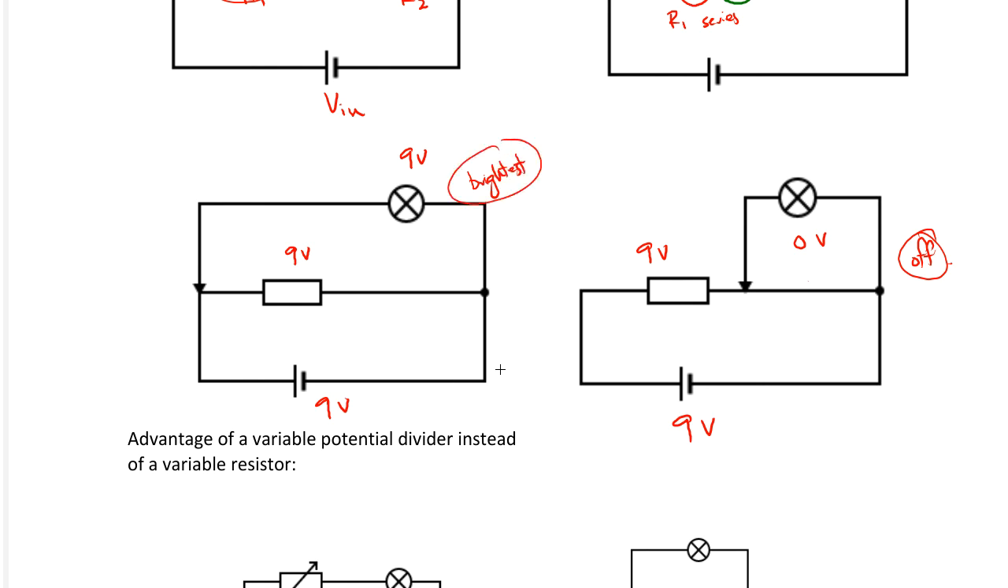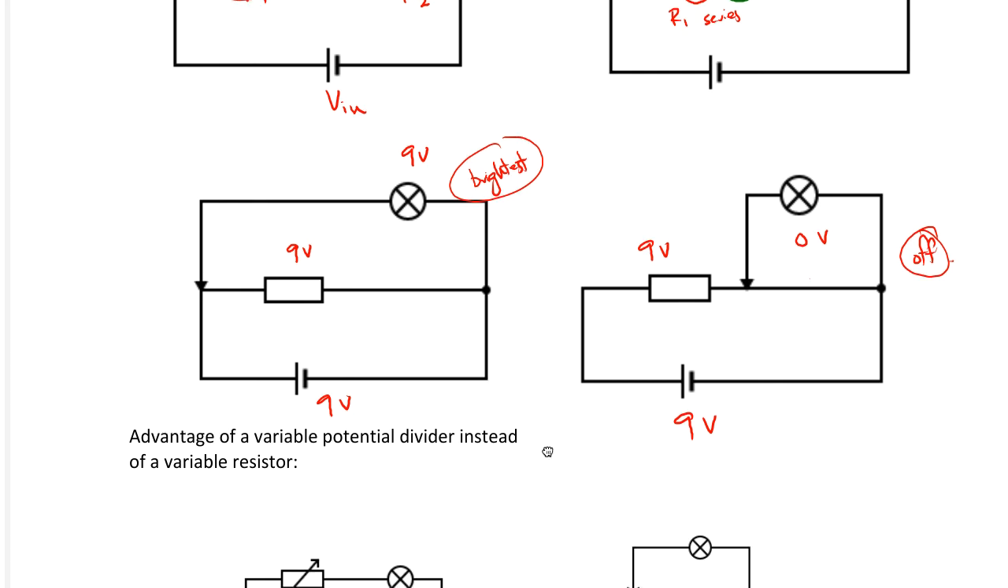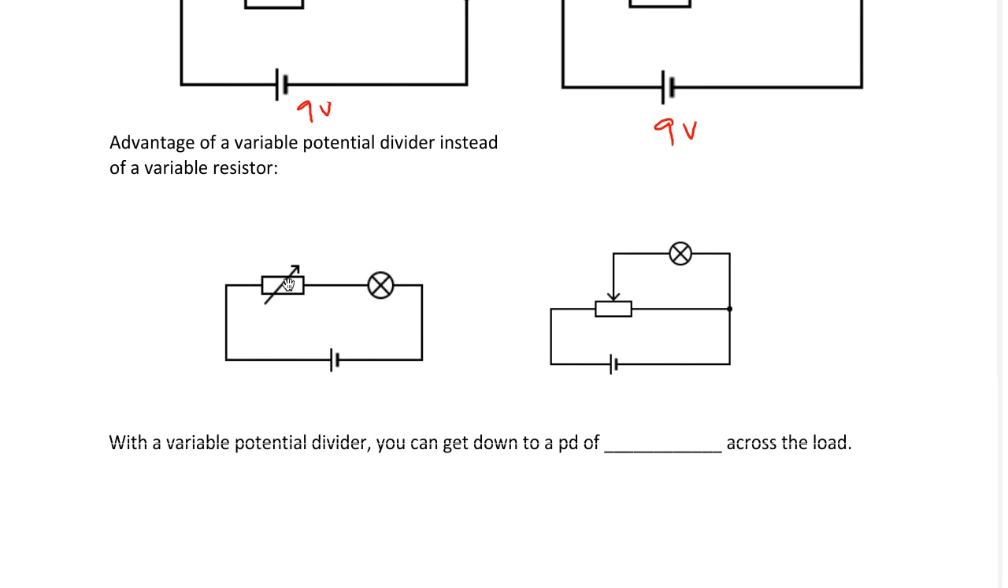So this variable potential divider setup allows us another way of controlling the power to the bulb. And in contrast to the variable resistor in series that we saw here, the potentiometer, or the variable potential divider, has the advantage that it allows us to get down to a potential difference of 0 across the load, and therefore switch, in our example, the lamp completely off. So that's variable potential dividers.